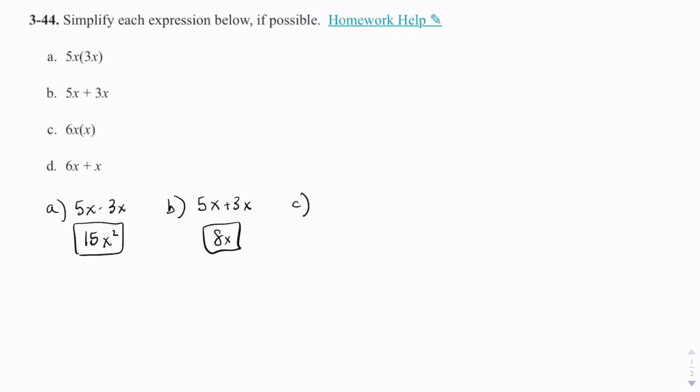For C, I have 6x times x. So this is really like 6x times 1x, right? So I multiply the coefficients. 6 times 1 is 6. And then x times x is x squared.